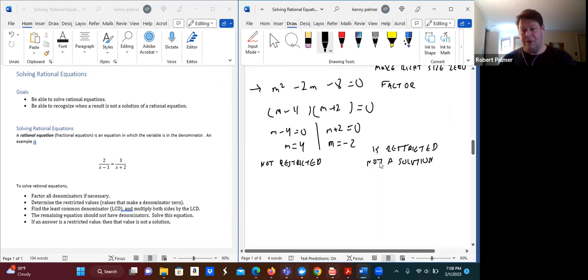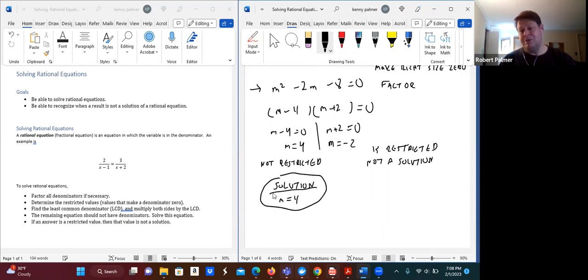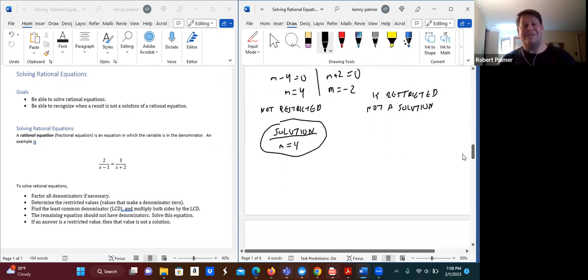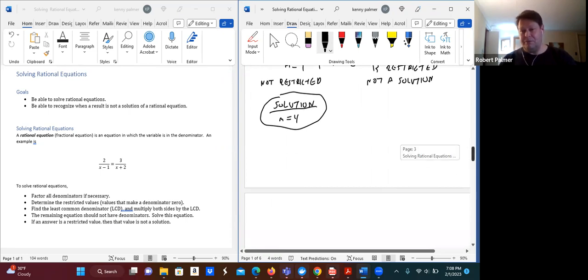Okay. So then our solution is actually only one of these two. It's m equals 4. So 2 possible solutions in this case. Our solution then is m equals 4. Okay, so that's a good example of what can happen when you have a restricted value which is a solution to the quadratic. Then it's not a valid solution.